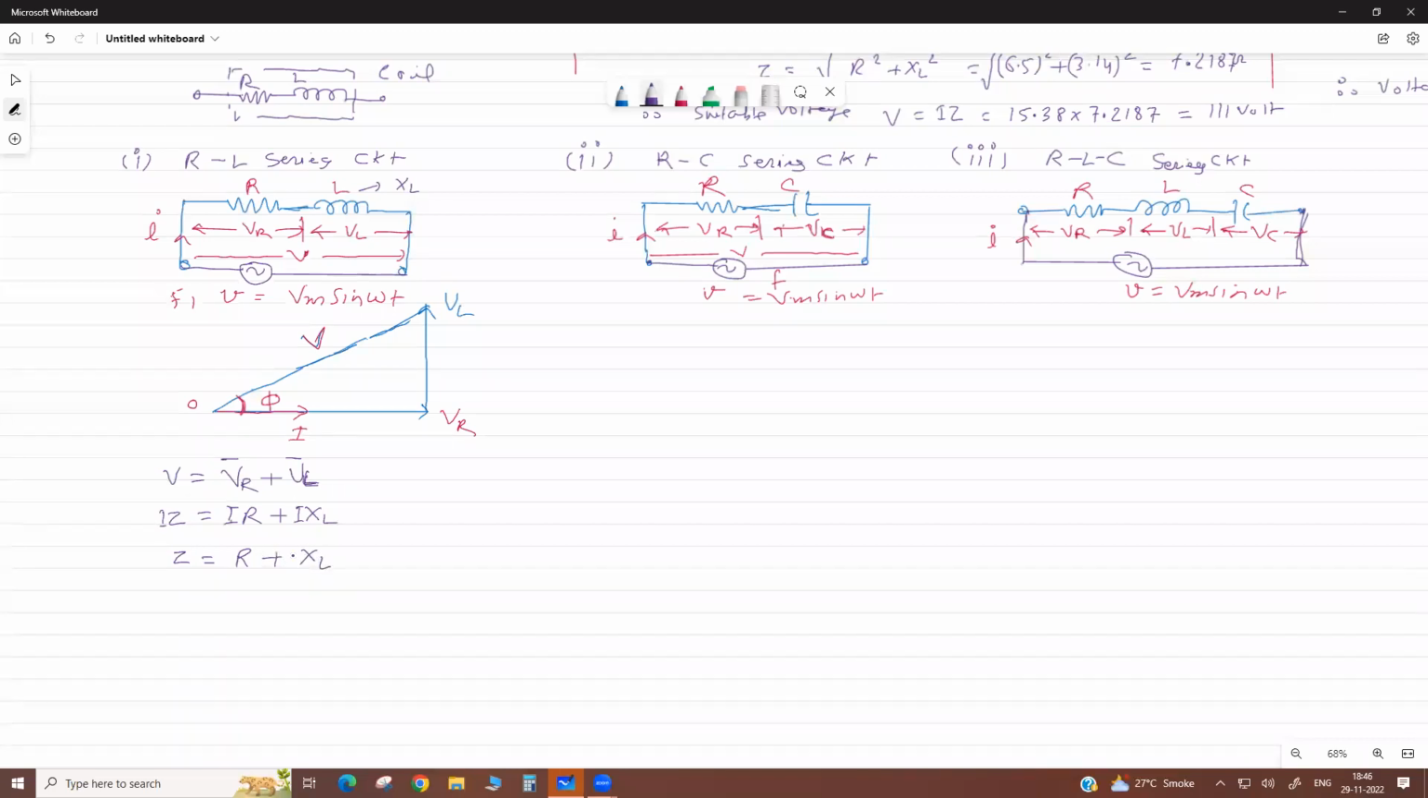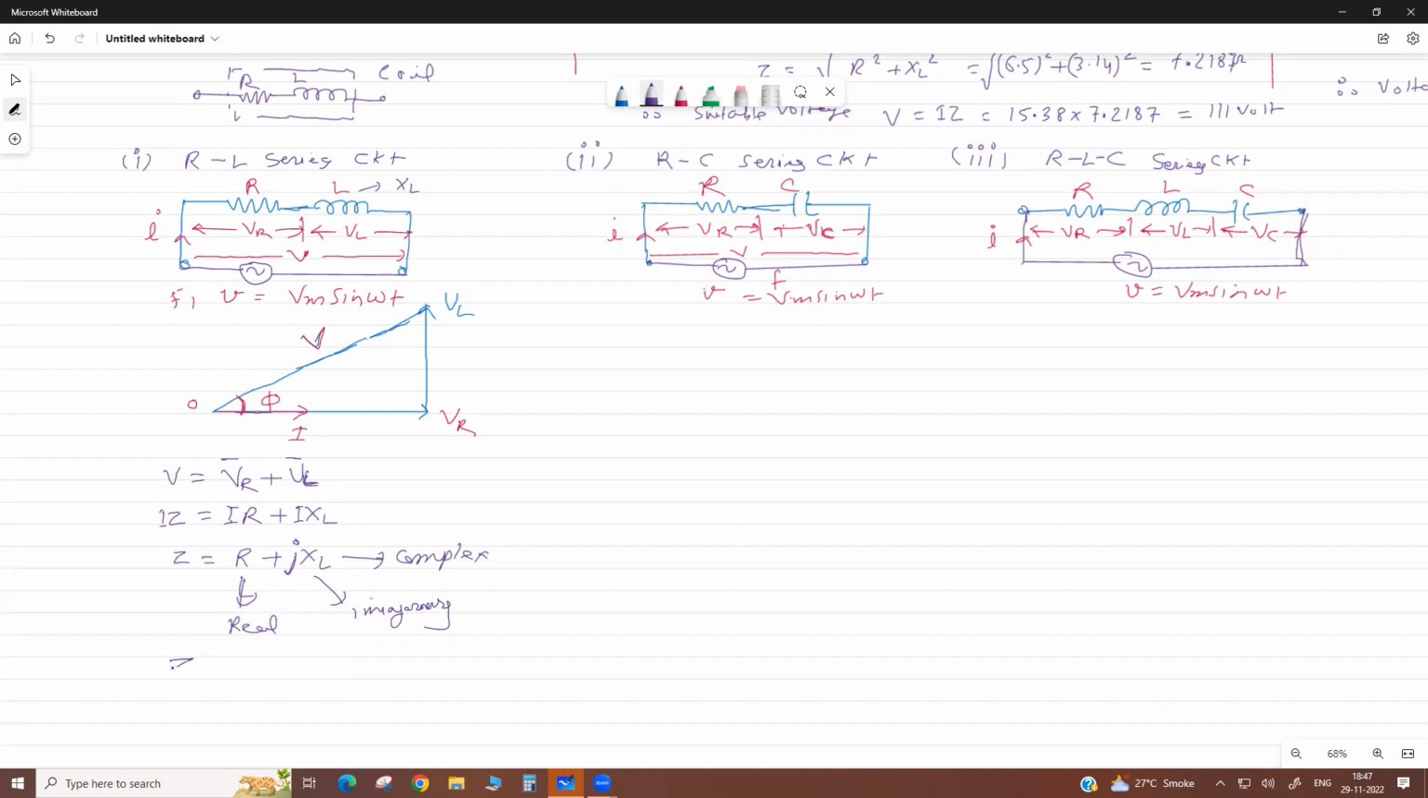Now because they are perpendicular, they are not in phase, so it is not an algebraic sum. It is a vector sum, or a complex number. Means Z is a complex number. A complex number has a real part and an imaginary part. This is called the real part, and this is known as the imaginary, j part.